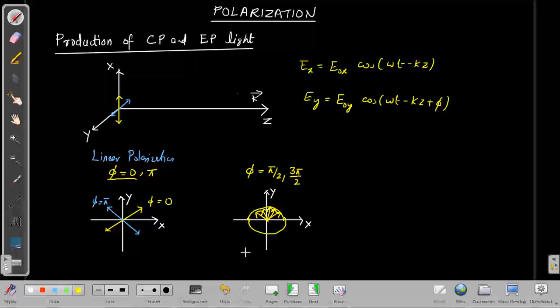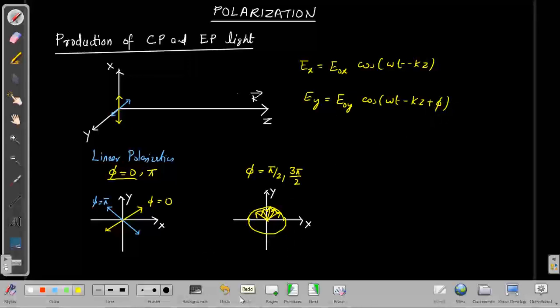When it propagates forward, the direction of electric field changes. It rotates with time and rotates with propagation. Such kind of polarization is called circular polarization, and circular polarization will happen when phi equals pi by 2. That is, if the phase difference between the horizontal and vertical oscillation, the x and y oscillation, is pi by 2 or 3 pi by 2, then this kind of thing happens.